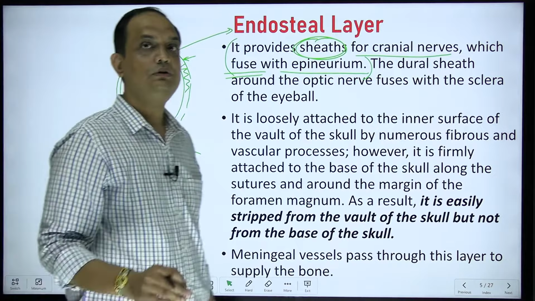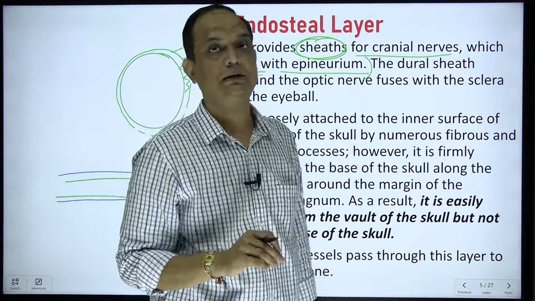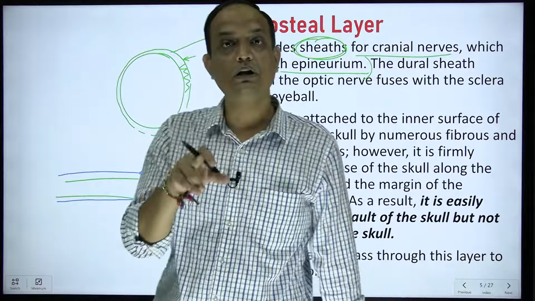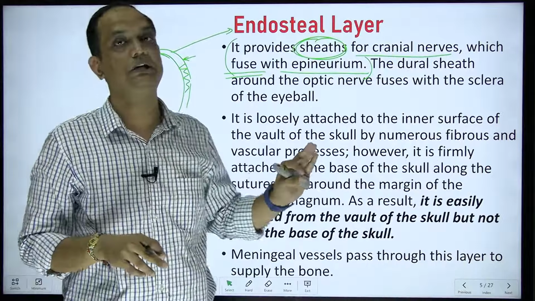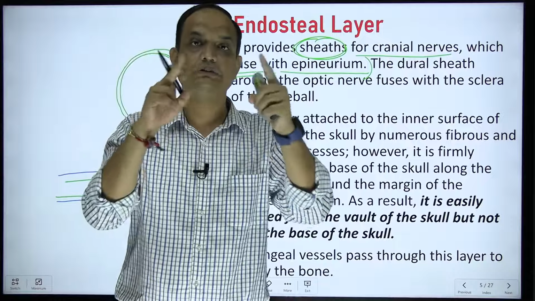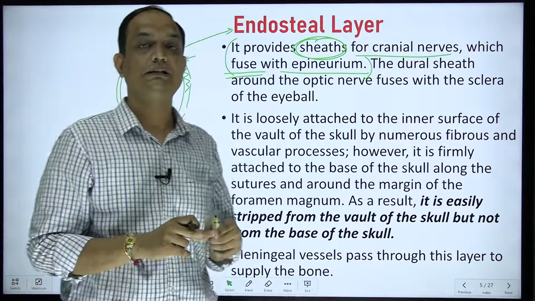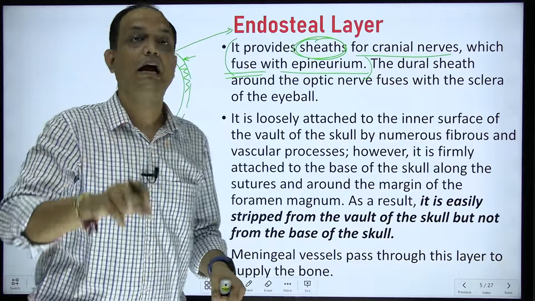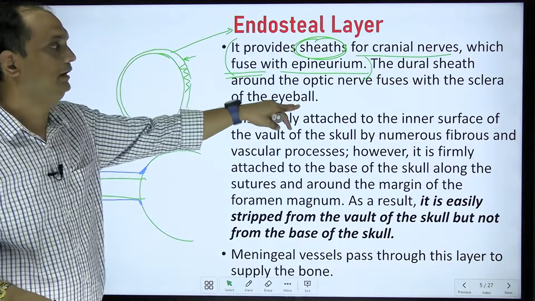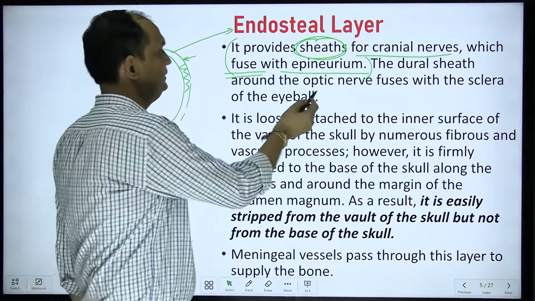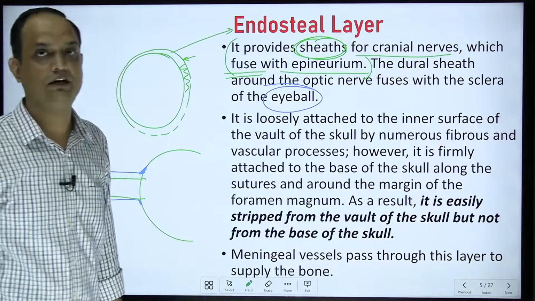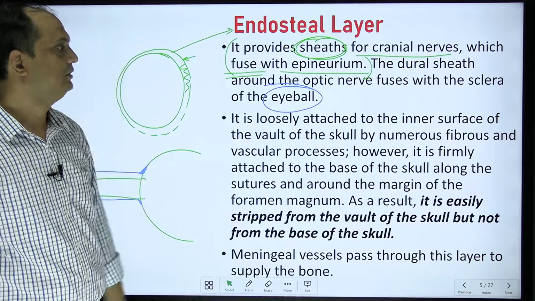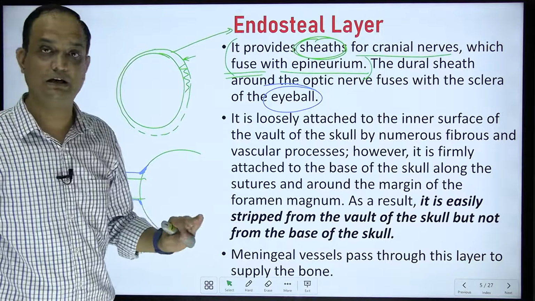Clear? So you have to understand this concept that whenever we are talking about the tubular sheath or the endosteal layer, it is present outside your nerve, that is other than the epineurium, and it merges with the epineurium, and in the case of the orbit it enters into the orbit and merges with the posterior part of the sclera of the eyeball. Clear? It is loosely attached to the inner surface of the vault of the skull.